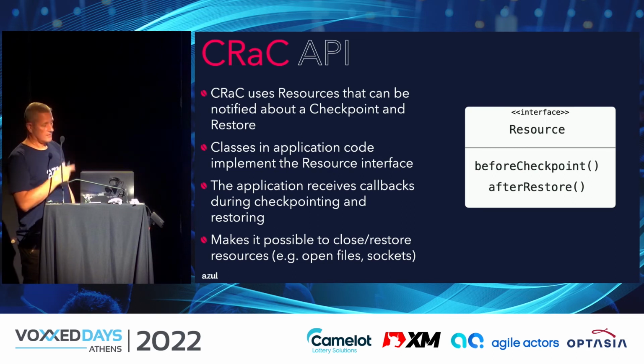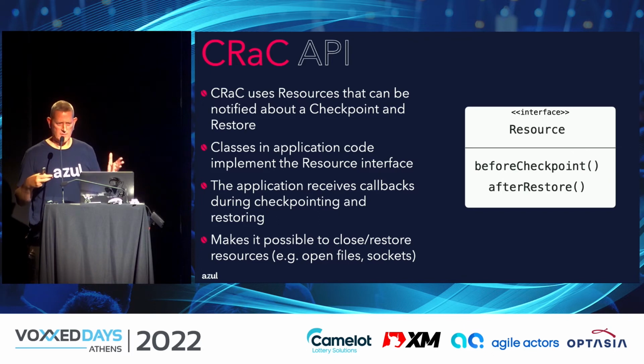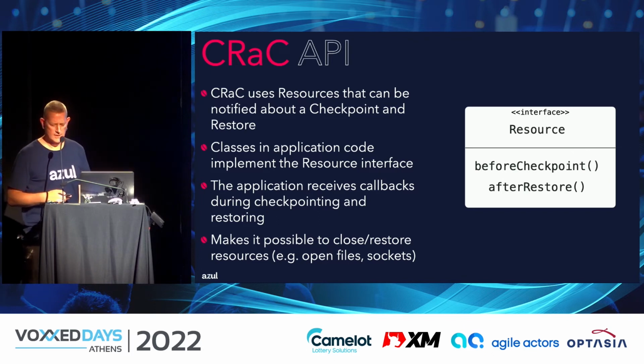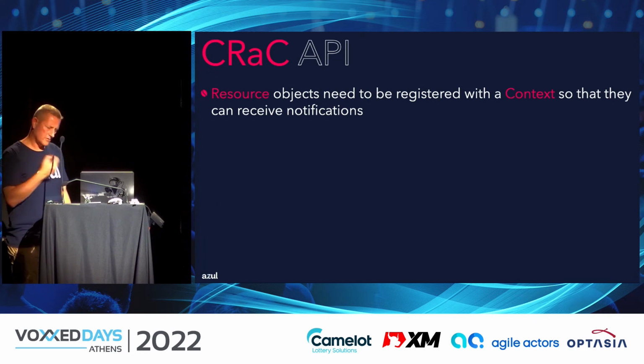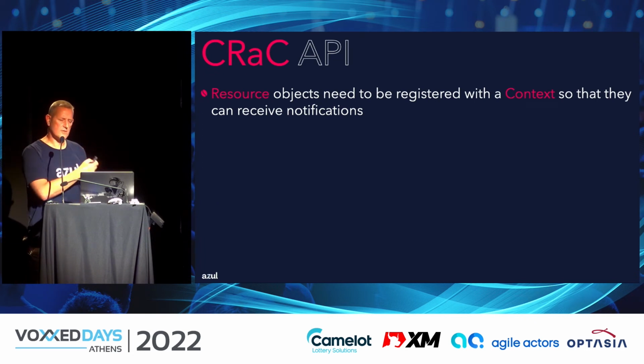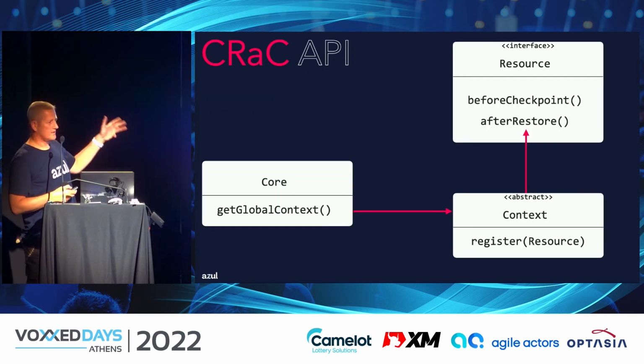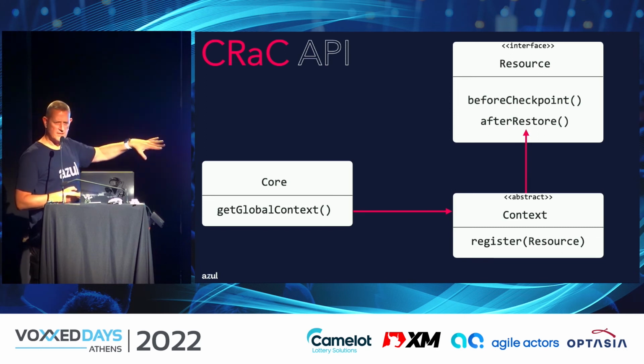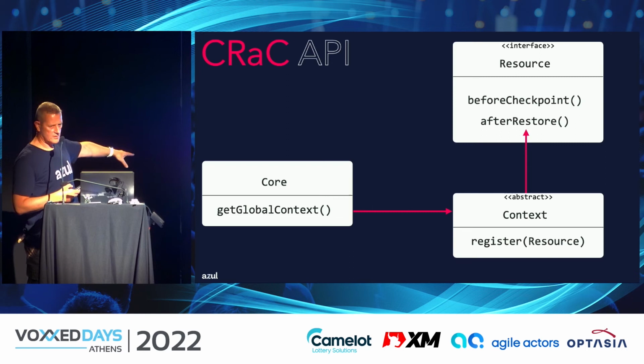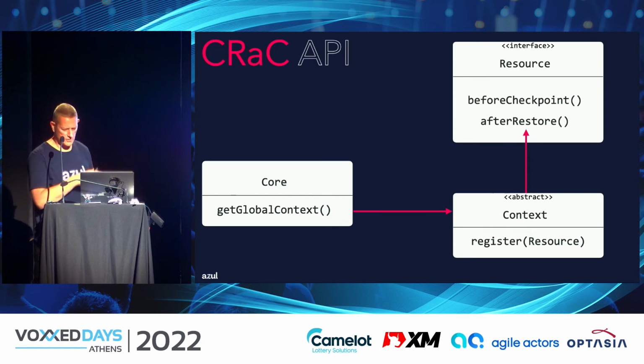So, of course, somehow the JVM has to know which classes it has to trigger, right? And for that, you have to register these resources to the so-called context. And that you can get by the Core.getGlobalContext method. It's a static call. Every resource registers itself in this core context. And then it looks in principle like that. So your class implements the interface, then you get the global context, and then you call register on the context with the resource. So this is the way it works.